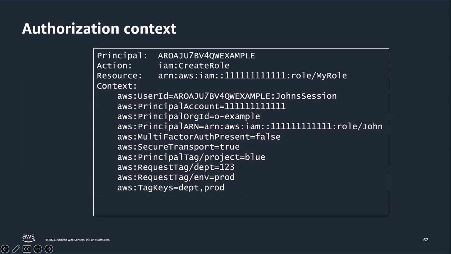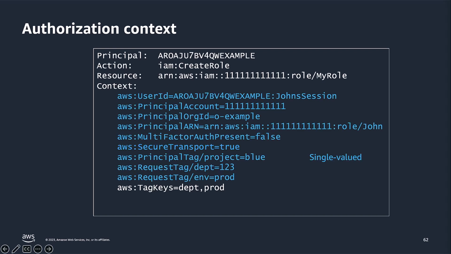Now that you've seen condition operators and their types, let's take another look at the authorization context. You can see that we've got a few different types of context values here. AWS Principal Org ID is a string value, and you should use the string operators to match this value. AWS Principal ARN is an ARN, and you should use the ARN operators. And AWS Secure Transport is a Boolean, and you should use the Boolean operators.